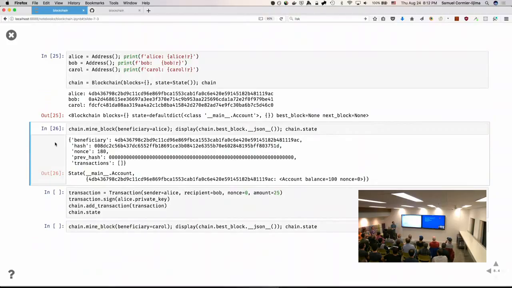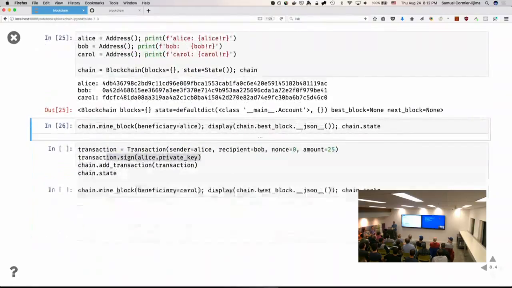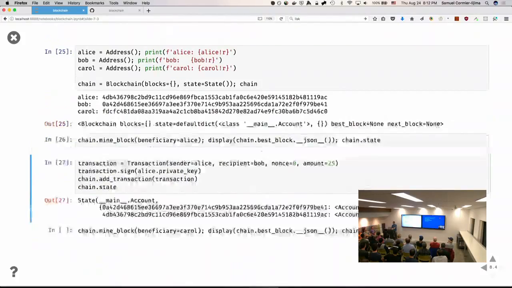And so now we can create a transaction. So let's have Alice send Bob 25 of these coins. So we'll create the transaction. We make the nonce match the nonce of her account. And then we'll sign that transaction using her private key. And then we'll add that transaction onto our chain. And then we'll see what our state is after that.